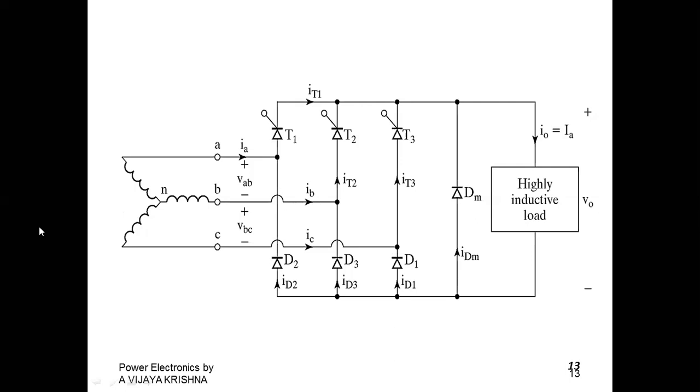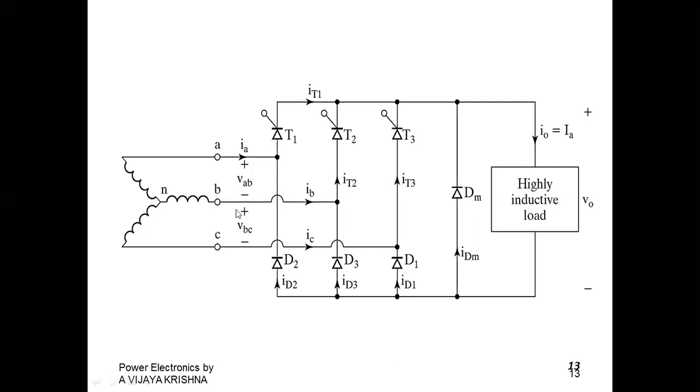Suppose a three-phase balanced supply is given to the three-phase input terminals. When the three-phase balanced supply has been applied, we get that three-phase supply across the A, B, C terminals. And next, how can the output voltage be changed?